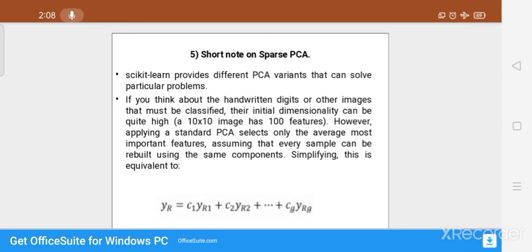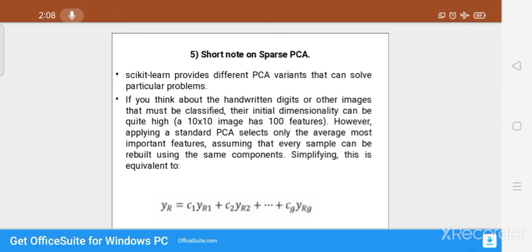However, applying a standard PCA selects only the average most important features, assuming that every sample can be rebuilt using the same components. Simplifying, this is equivalent to Y_R = C1 Y_R1 + C2 Y_R2. This is the simplification. So when will we use sparse PCA?